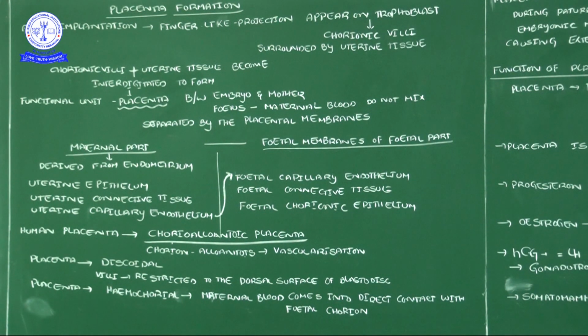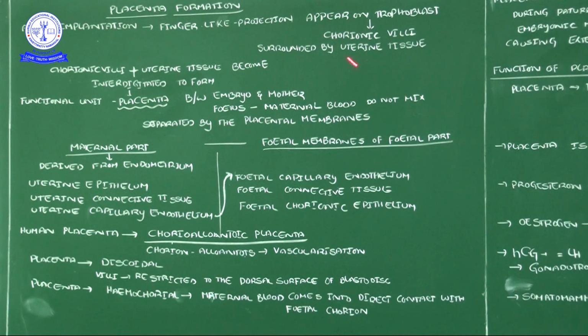After implantation, finger-like projections appear on the trophoblast. Trophoblast means the outer layer of the blastocyst, the flattened cells. That trophoblast has finger-like projections, and we call these the chorionic villi. Why is it chorionic villi?